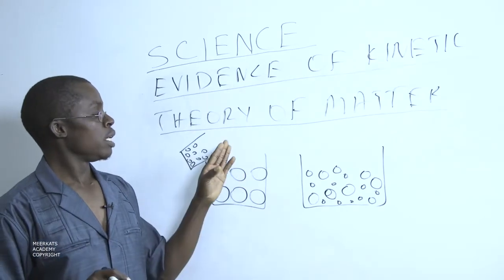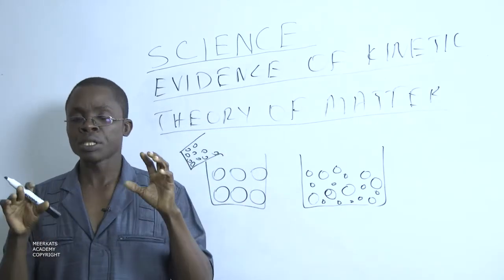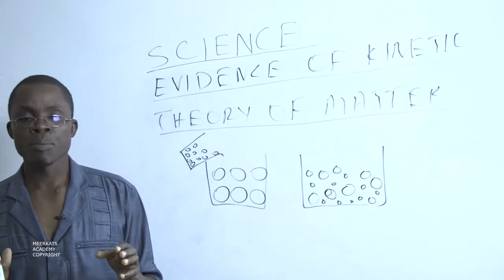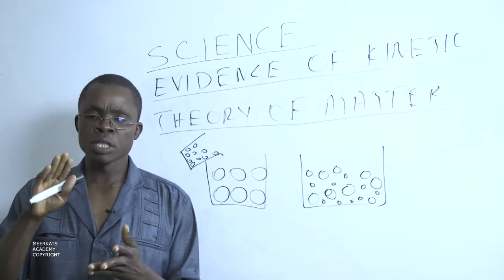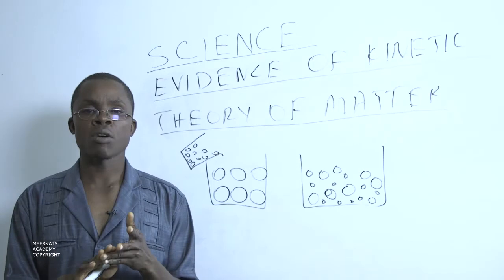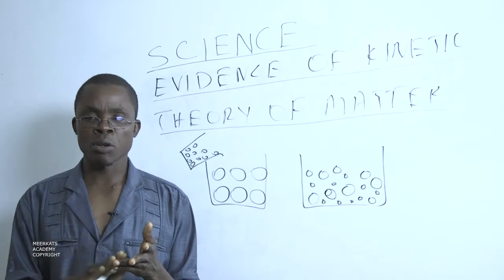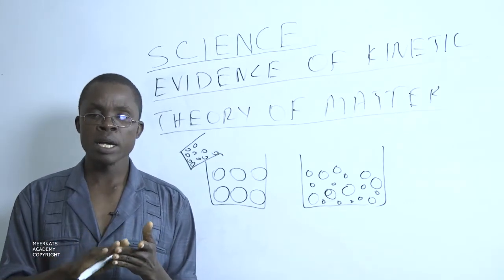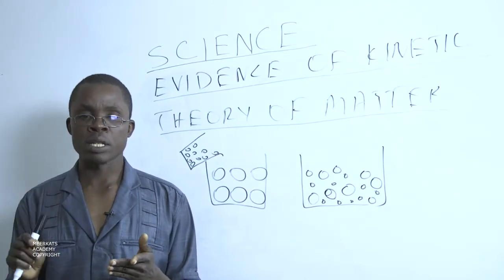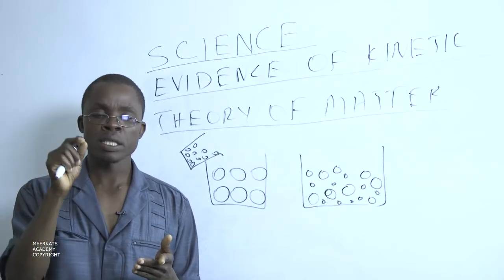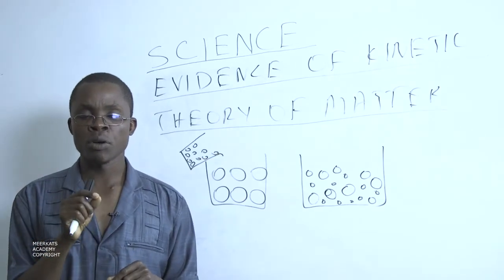With this, it gives an evidence of kinetic theory of matter that states that matter is made up of small particles. That's one, as an idea. Two, the small particles in matter are in a continuous state of motion, and that these particles that are in a continuous state of motion are held by forces that vary from one state to another. The solid state having the highest force of attraction, and the gas state having the weakest force of attraction.